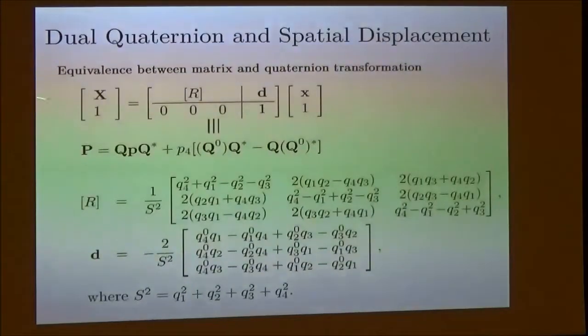So we have this S squared term over here in the denominator. So if you multiply any quaternion by any square quantity, it actually cancels out. So it doesn't even have to be a unit quaternion.